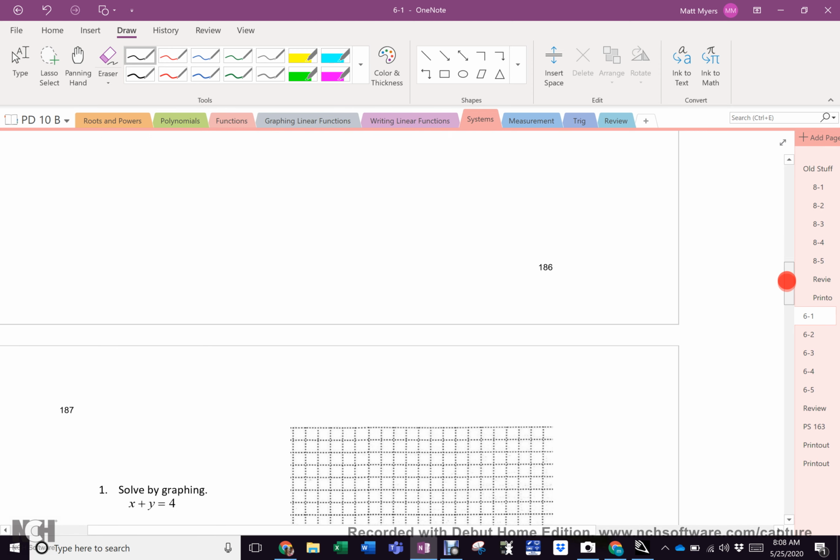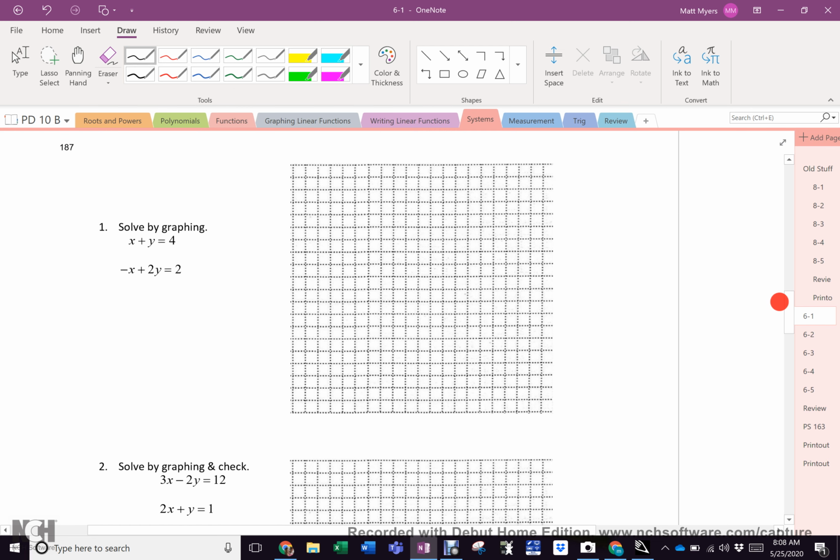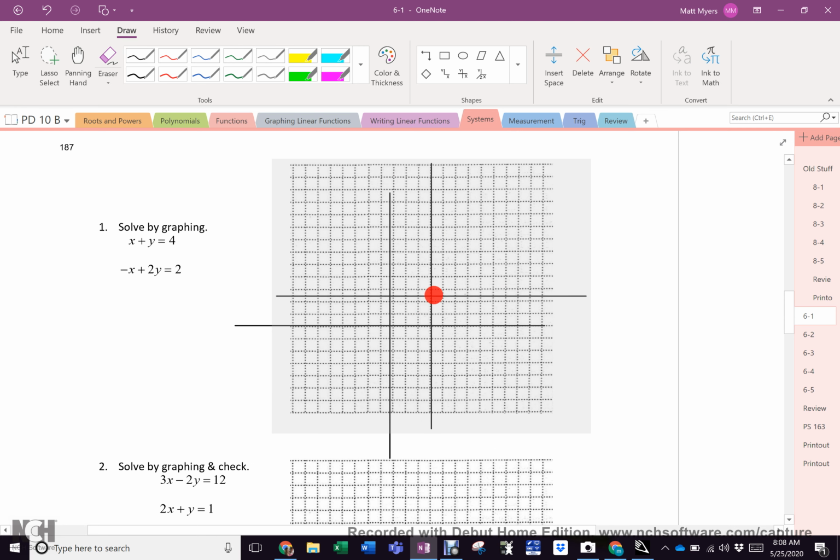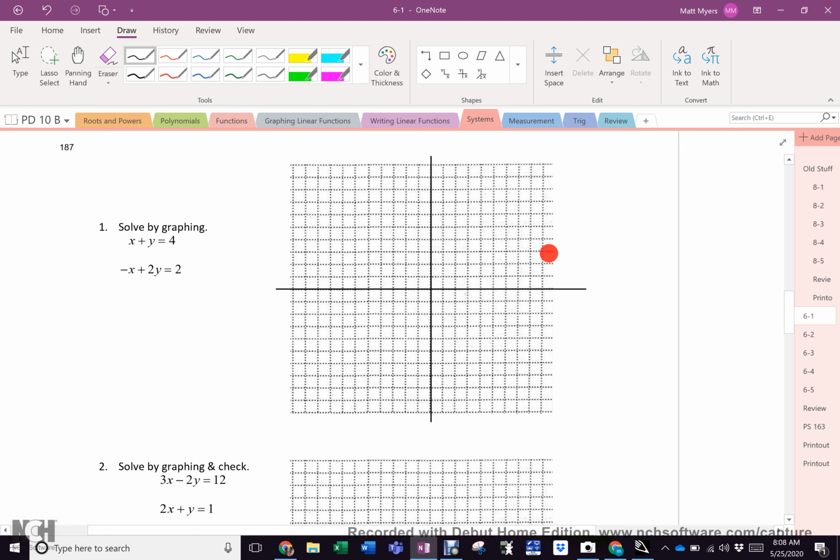So let's try one. So here's our first one. I'm going to go ahead and put an x and a y on here. I don't know why I printed these books without axes, but I did. Whatever.